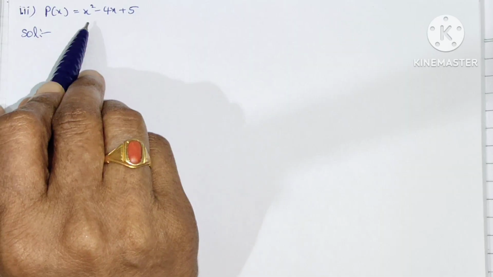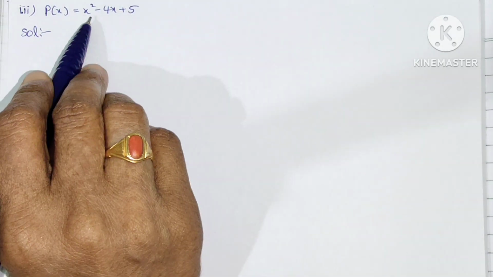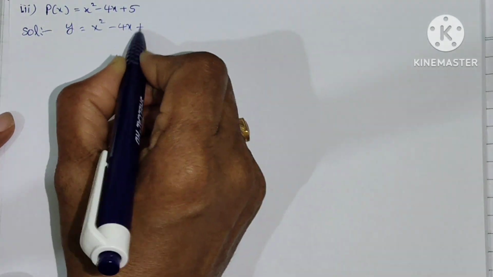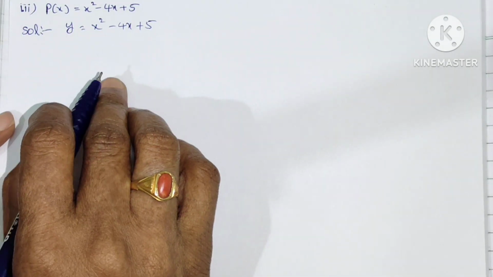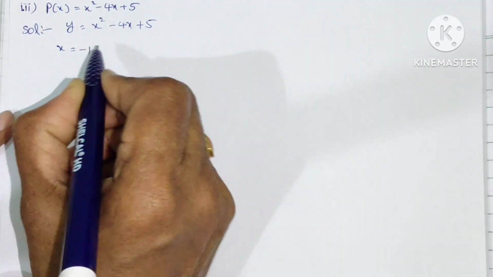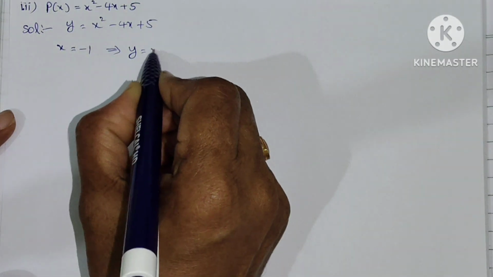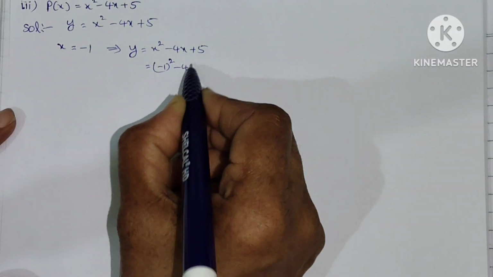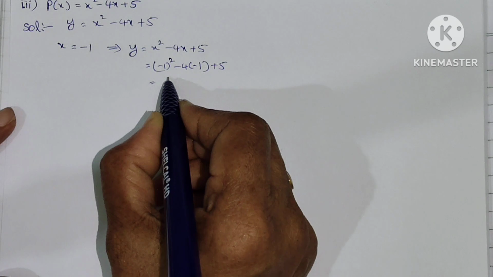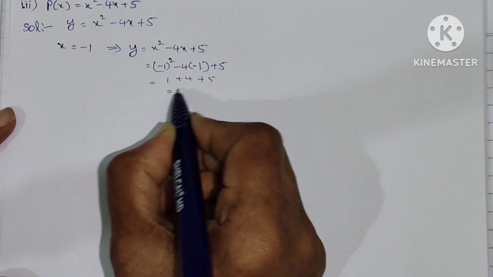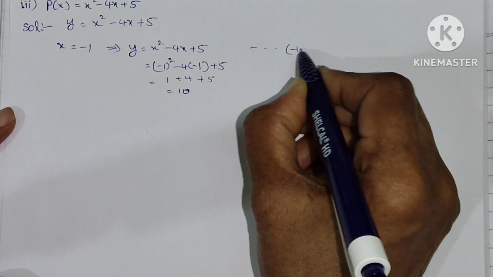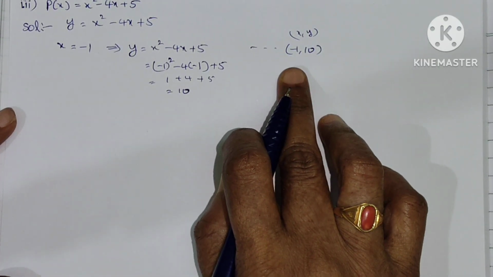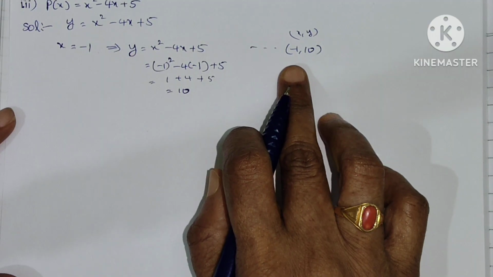Next, third one, p of x equal to x square minus 4x plus 5. So this is the quadratic equation. First, given equation y equal to x square minus 4x plus 5. For this equation we write the points. First we take x equal to minus 1. Here y equal to x square minus 4x plus 5. So in place of x we substitute minus 1 whole square minus 4 into minus 1 plus 5. So 1 plus 4 plus 5 equal to 10. So the point is minus 1 comma 10. Here x comma y values, these are the coordinate points.